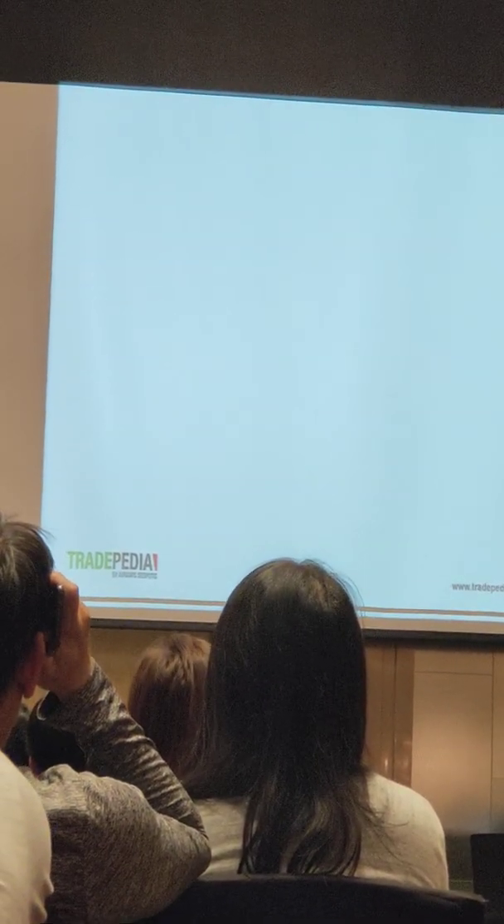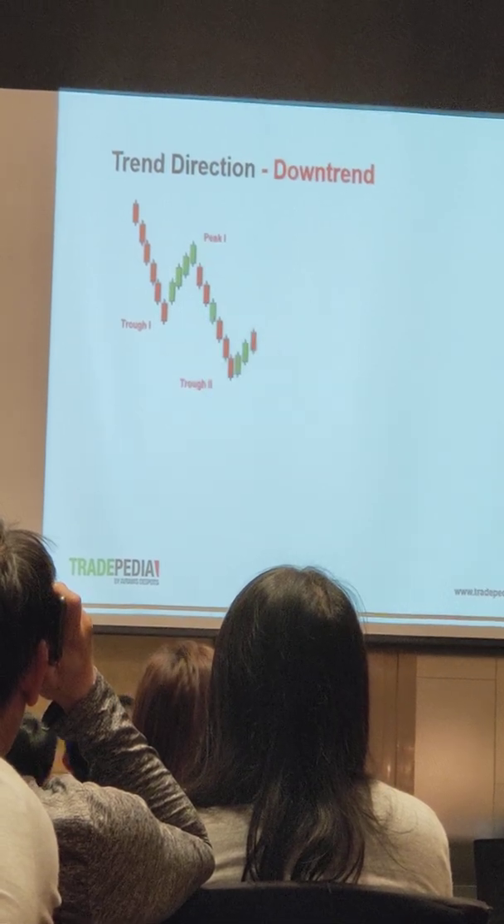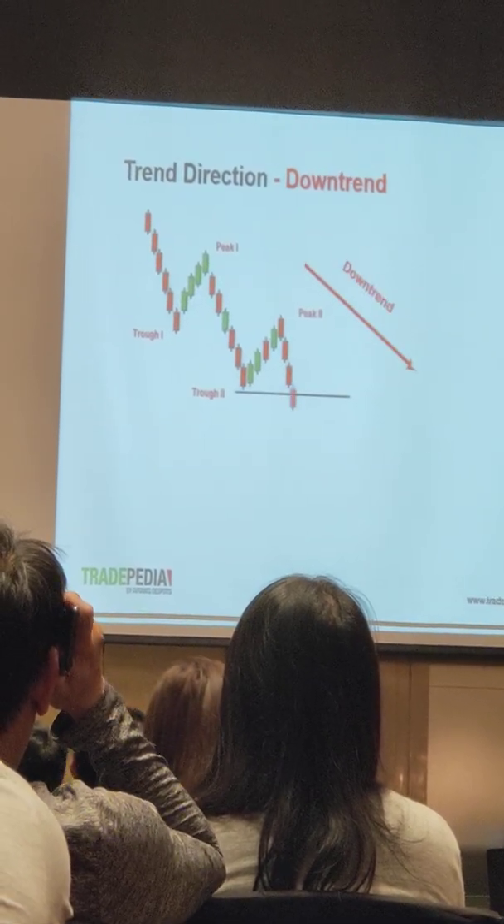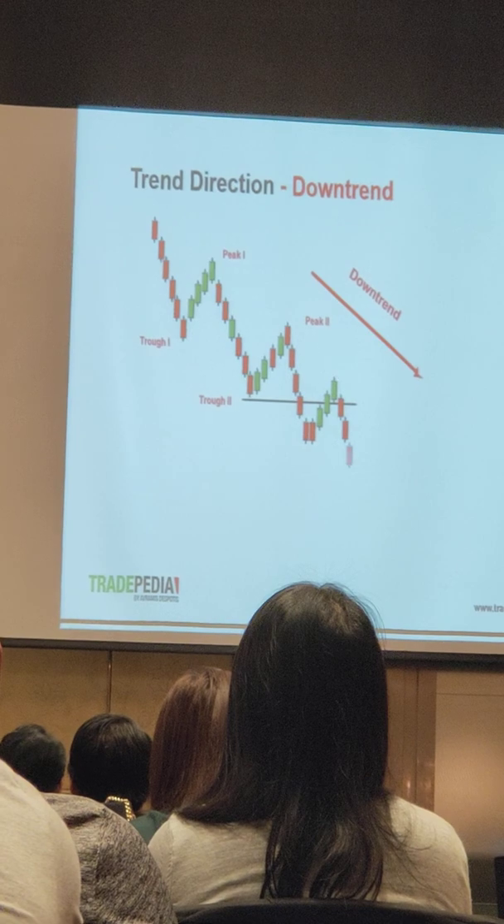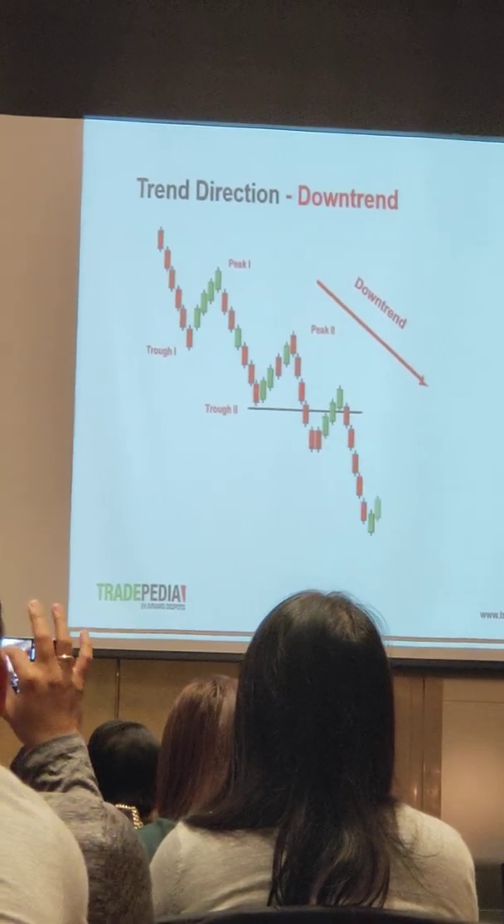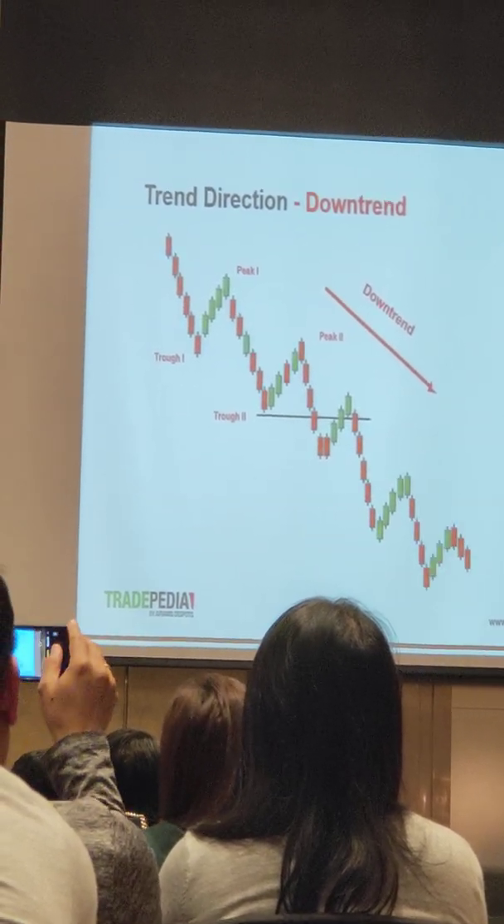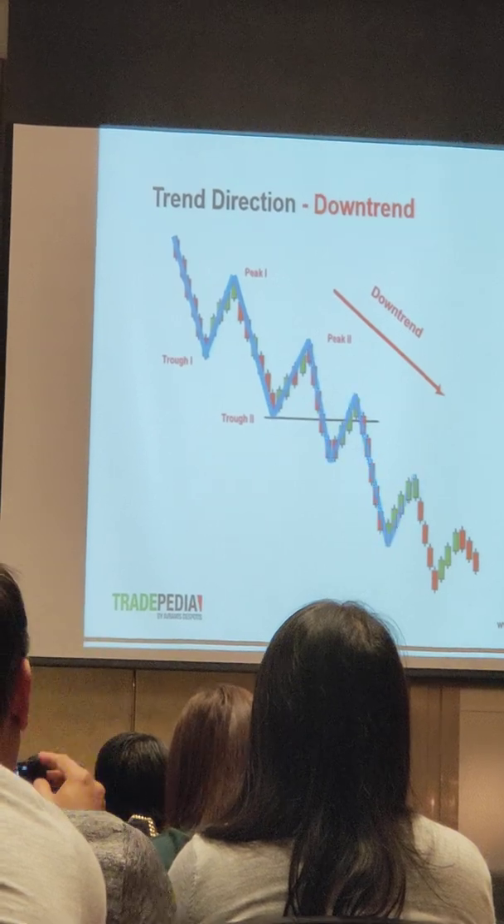On the other side of things, the market is coming down. Trough 1, peak 1, trough 2, peak 2. If you have a lower trough after that, that would be the start of your downtrend, and we look for opportunities to sell when that's our trend, as mentioned earlier.